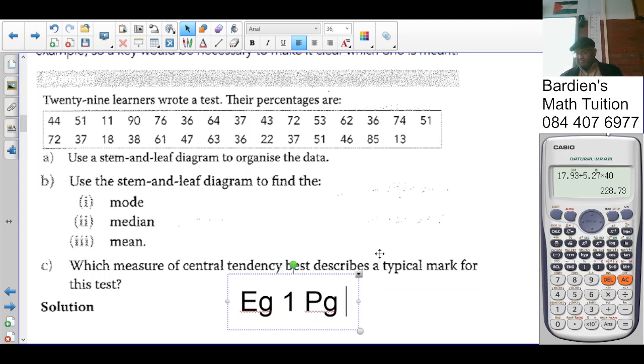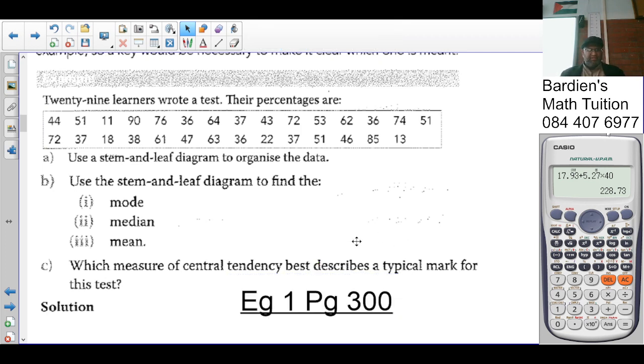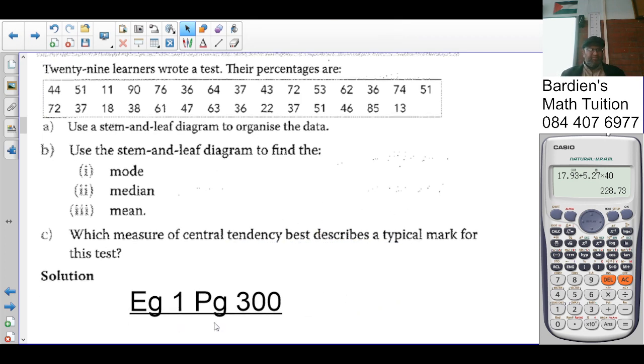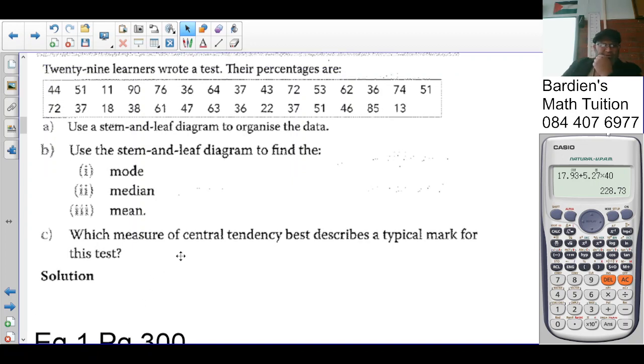Alright, so we're looking at example 1, page 300. Here we are told that 29 learners wrote a test. Their percentages are 44, 51 and so on, 29 of them. Use a stem and leaf diagram to organize this data.